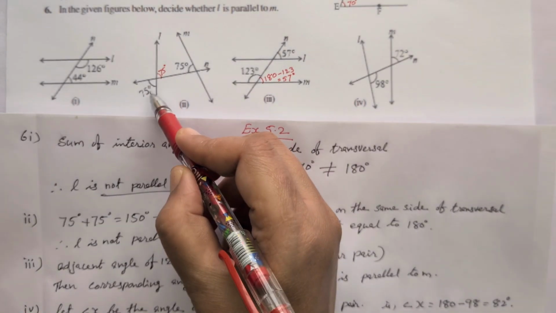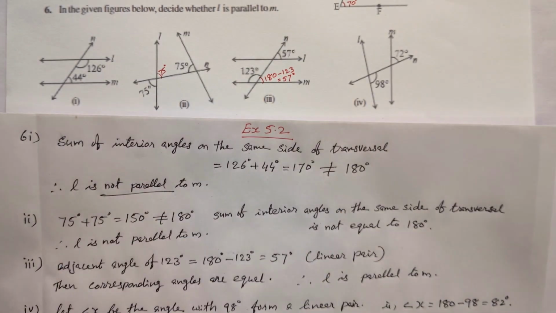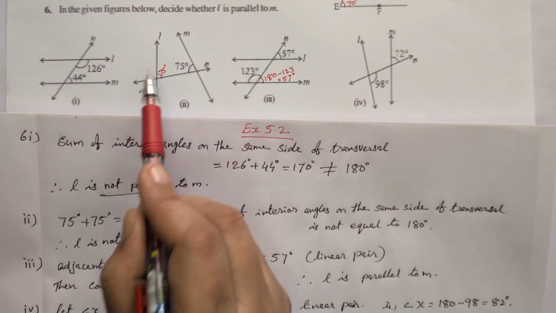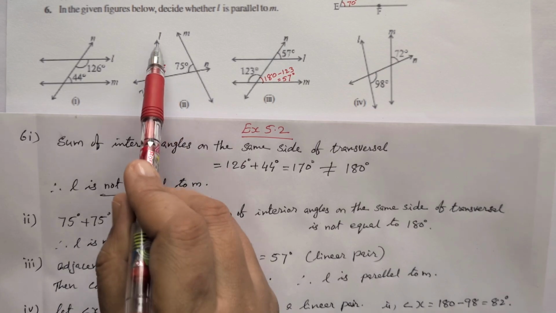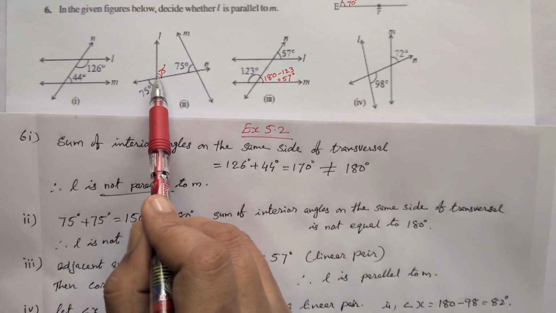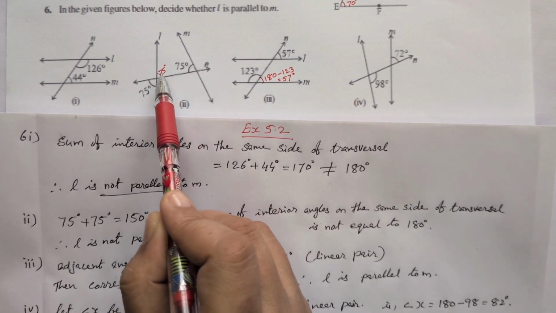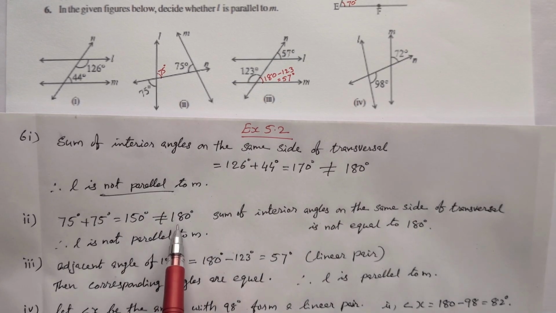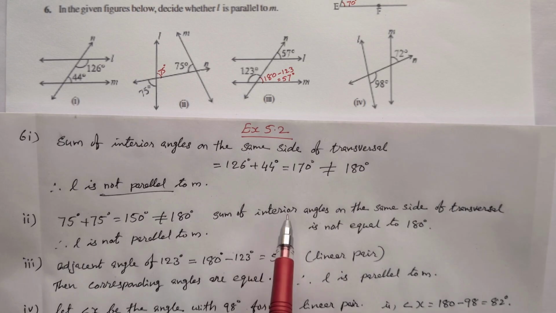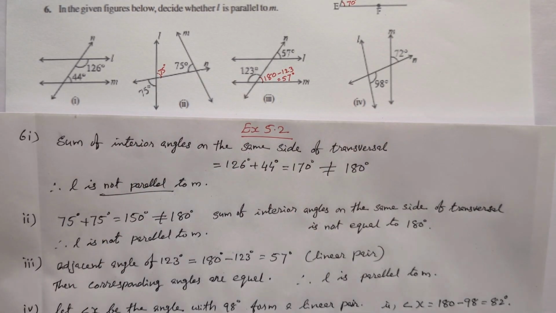Second case, this angle is given 75 degrees. So we can take the opposite angle, vertically opposite, that also 75 degrees. When we take this as 75 degrees, we can see these two angles are again on the same side of the transversal. This is the transversal. L and M are two lines. So 75 plus 75, here we get 150 degrees, which is also not equal to 180. Reason, sum of the interior angles on the same side of the transversal is not equal to 180 degrees. Therefore, L is not parallel to M.